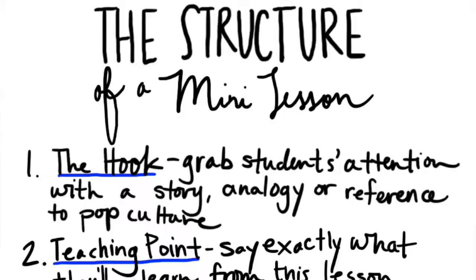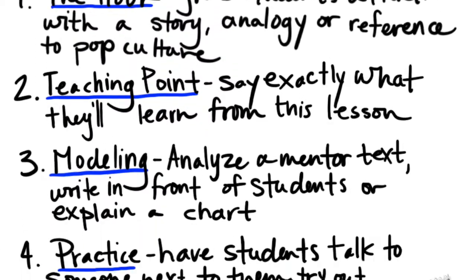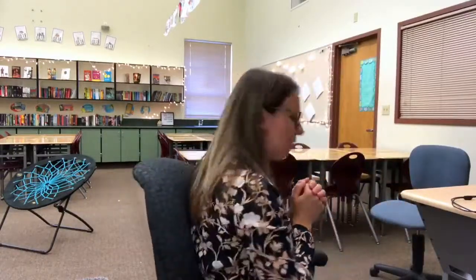So it's a hook, teaching point, model it, let the kids practice. And then you excuse them. They go off and they do their job as writers, and you're rolling around. I say rolling around because I love doing this in my classroom.